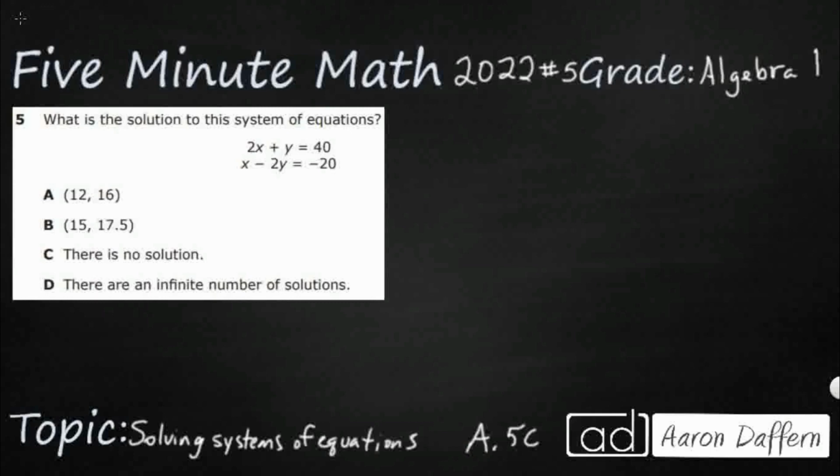So we're looking for a solution to the system of equations. That means that we are sharing x and y values. Now, we've got two different answer choices, A and B, that give us an x and y coordinate. But C and D, let's look at what these two would mean real quick. There is no solution. Okay, so what would that look like if there were no solution? Well, a solution is when they intersect.